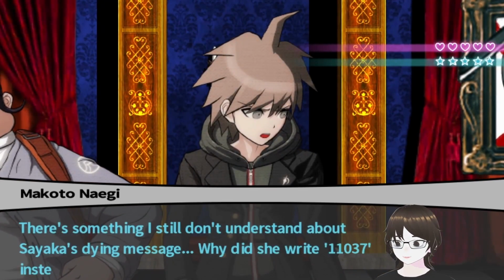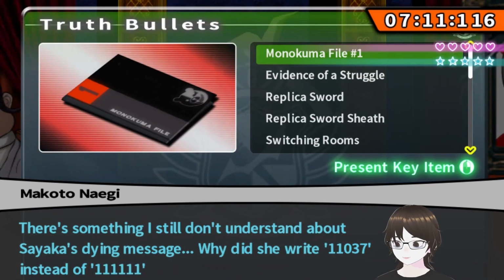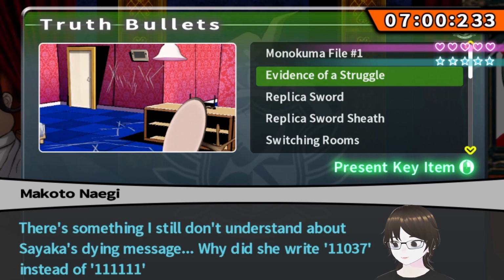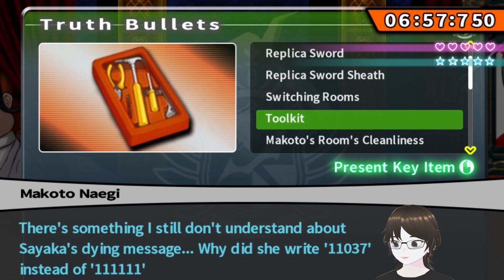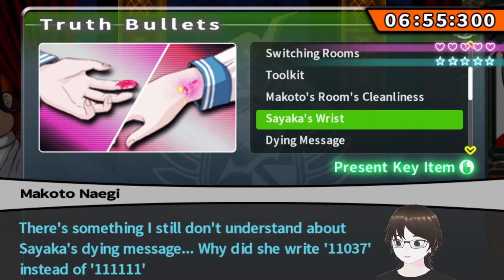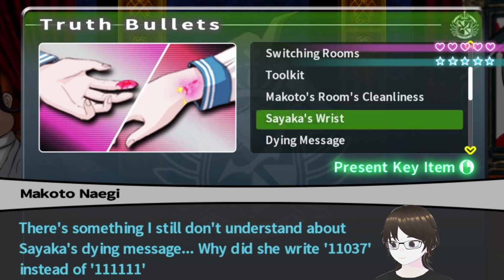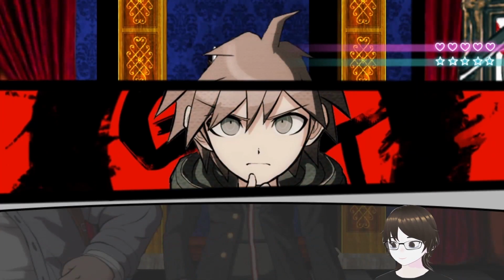There's something I still don't understand about Sayaka's dying message. Why did she write 11037 instead of 111111? Well, all ones would be less clear, but I guess maybe Makoto hasn't figured out the upside down message yet. I guess we shouldn't assume that he's already figured out the upside down portion, but I think a good amount of the classmates have. I got it!